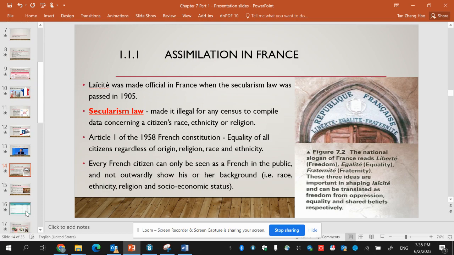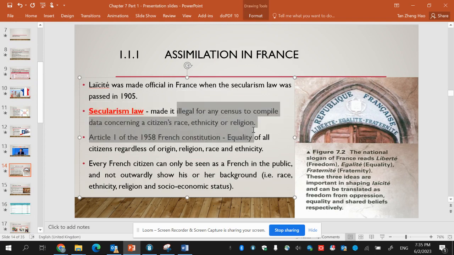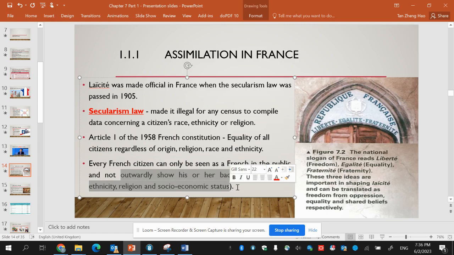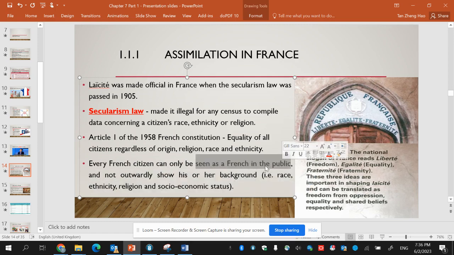Okay, so in France, they even came up with a law that says we should not have a census to compile data about citizens' race, ethnicity, or religion. That means we want to treat everyone equally. Every French citizen should only be seen as French in public. This is the main thing. You should not show your background, like your race and religion. Everyone should look like French and be seen as French in public.